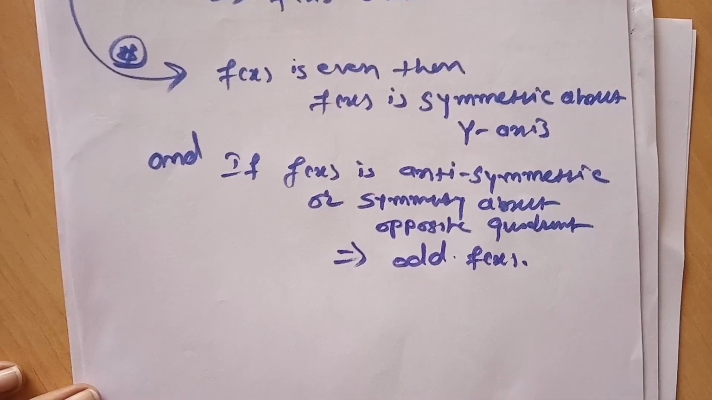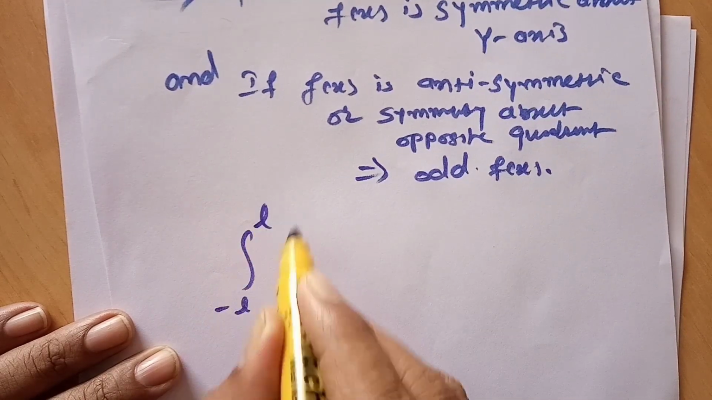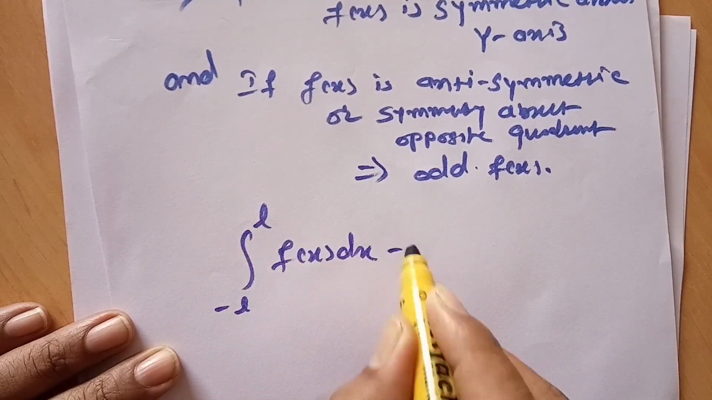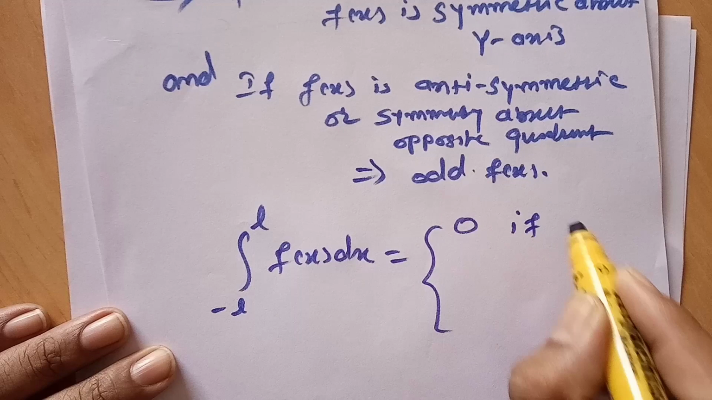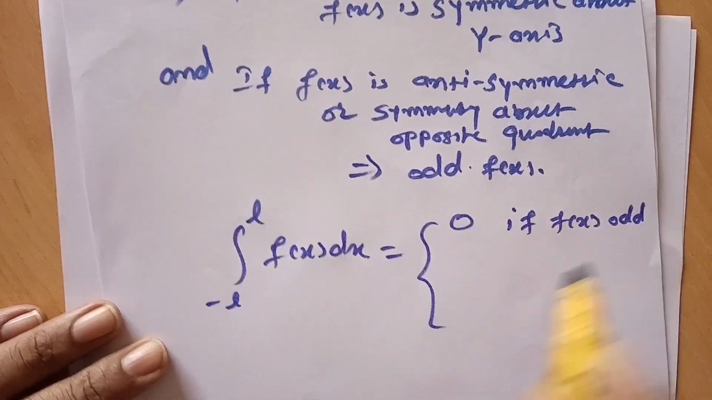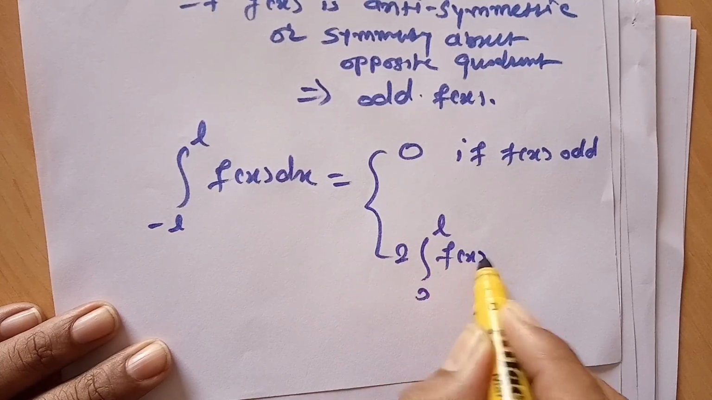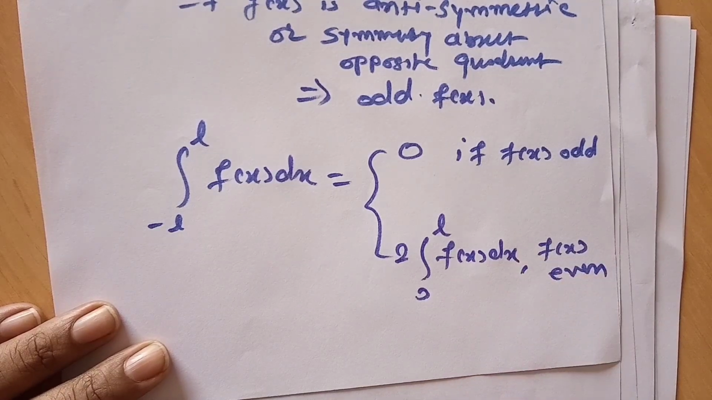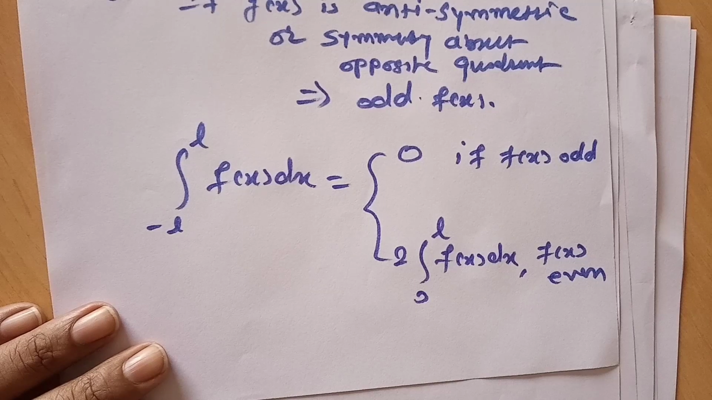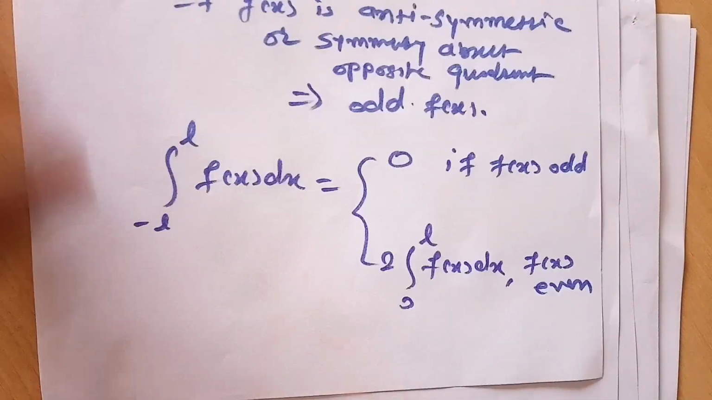Again, we know the property of integration if function is even or odd. Suppose my integration is minus l to plus l f of x into dx. This integration is 0 if f of x is odd, and we are getting this integration as 2 into integration 0 to l f of x into dx if this f of x is even. Using this property, we will modify our Fourier series expansion formula.